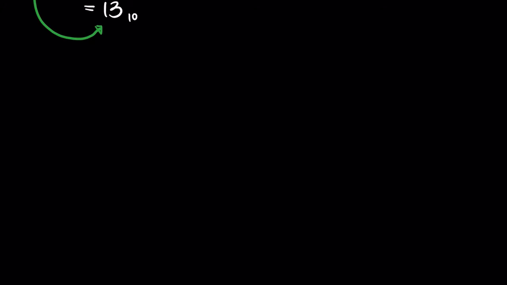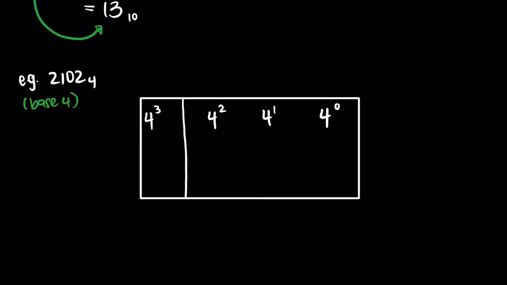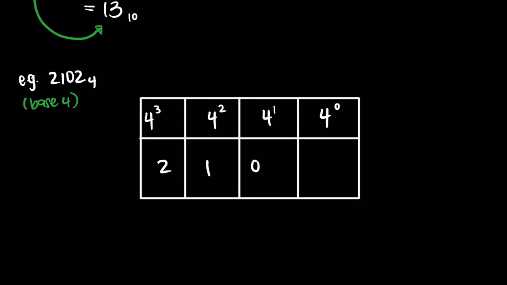So let's do a second example. 2102 in base 4. First thing is to write our bases in powers of 4. So we have 4 to the 0 power, 4 to the first power, 4 to the second power, and 4 to the third power, which are our place values. And we align our digits.